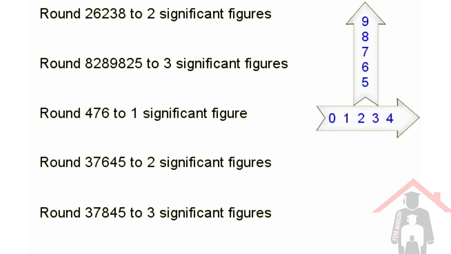Here are some questions for you to try. Press pause and have a go at them. When you're ready for the answers, press play. For this question, 2 sig figs. 1, 2, draw a line down. This figure means that this is going to stay the same, so it's 2 6 and then fill in with zeros. For this question, 3 sig figs. 1, 2, 3, draw a line down. This figure means that this is going to go up, so we have 8, 2, 9, and then fill in with zeros.